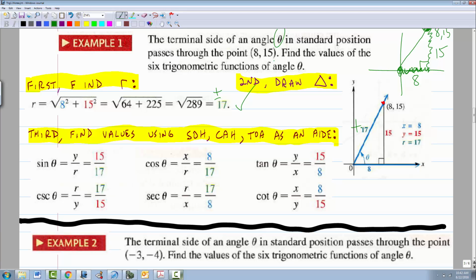Now, I will be honest. This one you could have gotten away with SOHCAHTOA, because what side is this compared to this angle measure? Opposite. What side is this according to this angle? Adjacent. And then this is the hypotenuse.